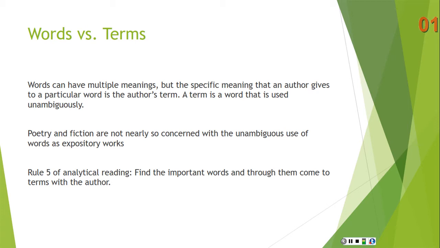So rule number 5 of analytical reading: when you're reading, you need to find the author's important words, and through those important words come to terms with the author. What does it mean to come to terms? To discover the author's terms.